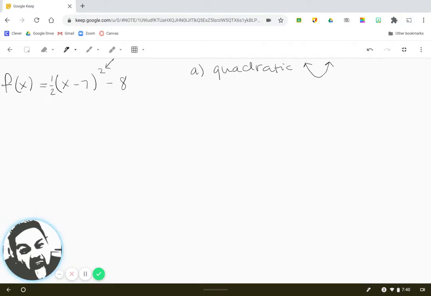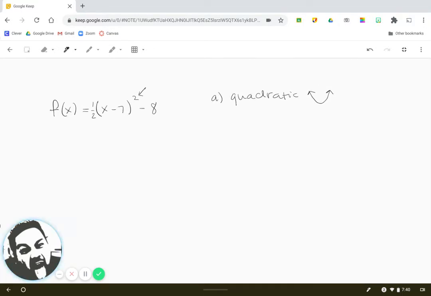So question B, what are the transformations? You're looking at the numbers that are being added, subtracted, divided, multiplied. That's what you're really looking for. You're looking for multiplication of positives, negatives, things like that.